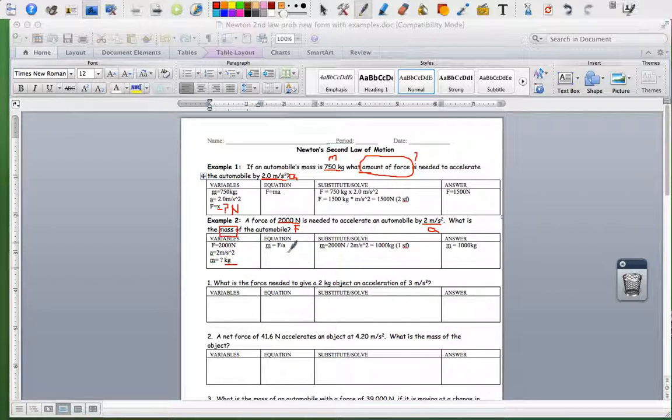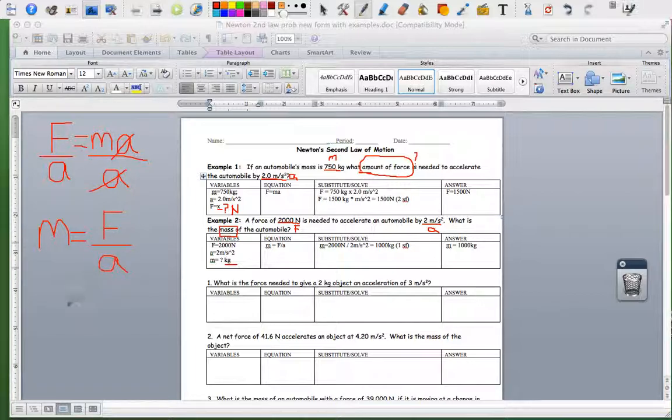For this type of problem, when we're looking for mass, remember, F is equal to ma. I'll do that off to the side here. F is equal to ma. If F is equal to ma, to find m by itself, what we need to do is divide both sides by a. A is going to cross out on this side. So m is equal to F over a.